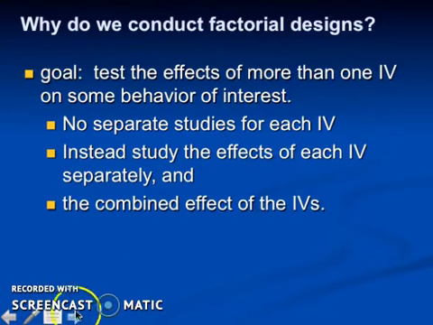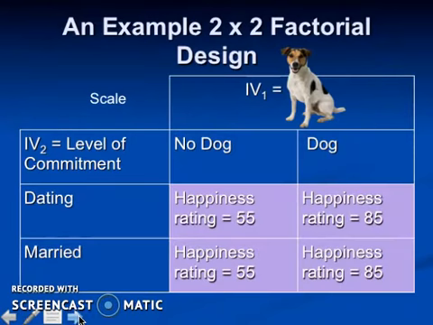Now, looking at a different example, here's one example of a factorial design. And for this study, we're looking at whether having a dog versus not having a dog influences happiness. We also want to know how level of commitment influences happiness. And we can see if there's an interaction between the two.